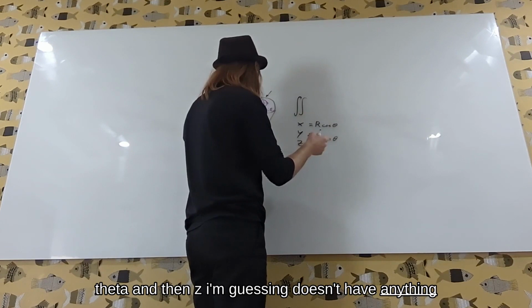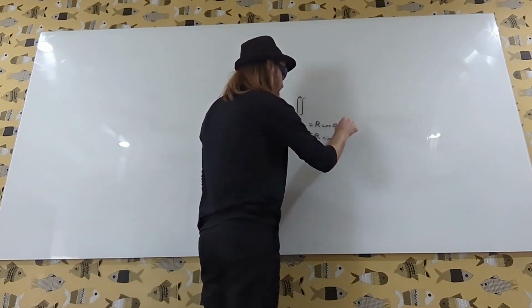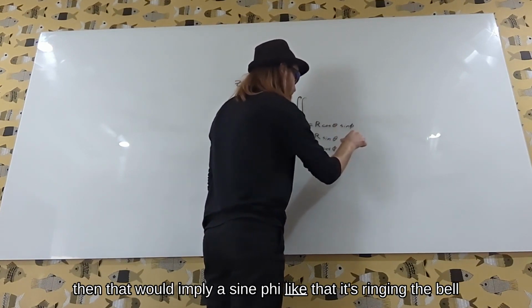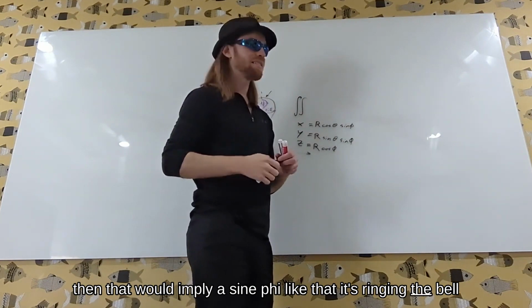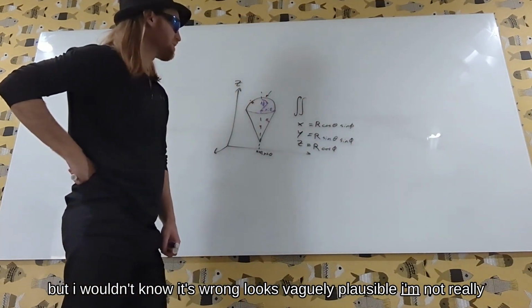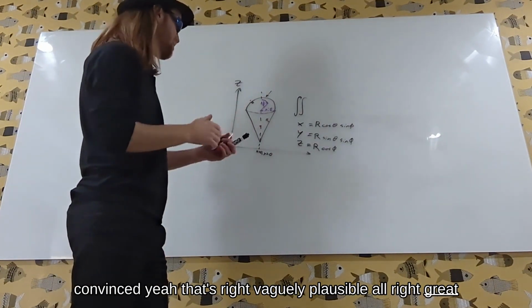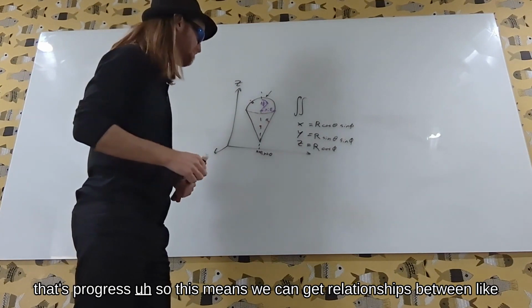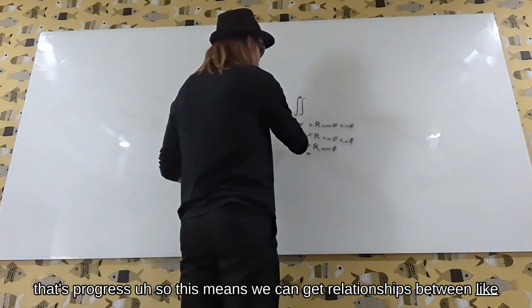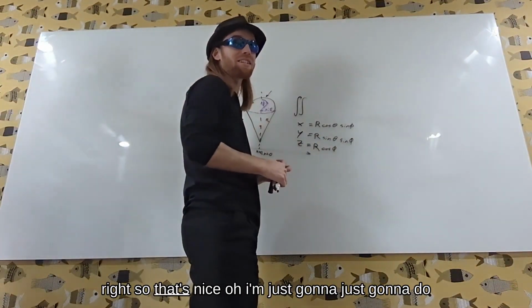and z, I'm guessing, doesn't have any theta. It's going to have a cosine phi. It won't have a theta, and that would imply a sine phi, something like that. This rings a bell, but I wouldn't know if it's wrong. Looks vaguely plausible. All right, great. That's progress. So this means we can get relationships between dx, dy, and dz wedges and d theta, d phi wedges, right? So that's nice.